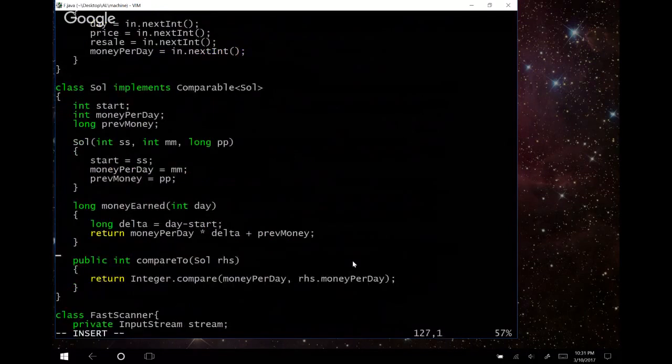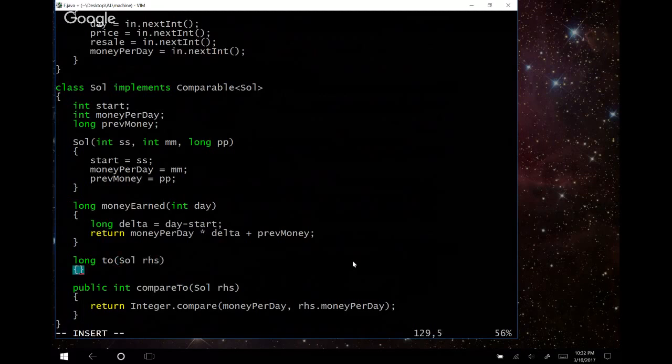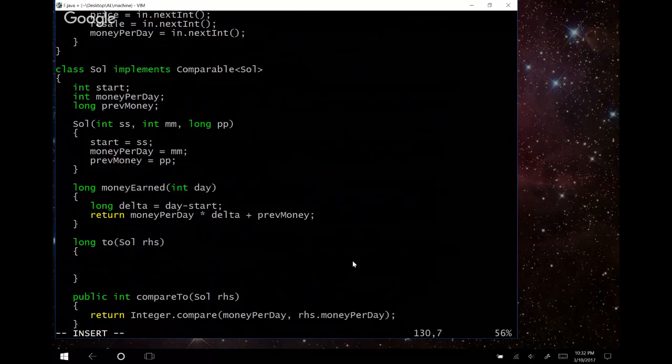My options are, I could check if the two lines intersect, and if the two lines intersect, that gives me the time overtaken. Once again, I'm lazy. I happen to know the thing right of me when I do this check is going to have higher slope. It eventually overtakes me. So I'm just going to binary search for the day overtaken. But you can implement this a variety of ways. Doesn't really matter.